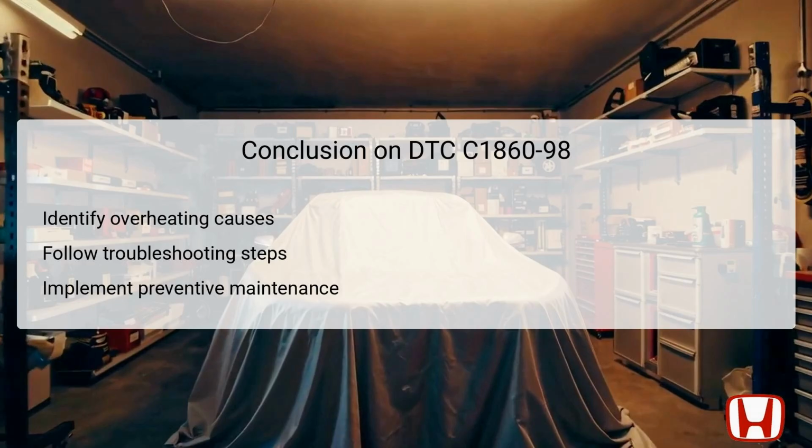In closing, understanding DTC C1860-98 and its implications for the Honda CR-V is vital for effective vehicle maintenance. The primary cause revolves around overheating differential fluid, often triggered by excessive wheel spin or brake drag. By following the outlined troubleshooting steps, from checking DTCs to testing relevant sensors, technicians can methodically resolve the underlying issues.